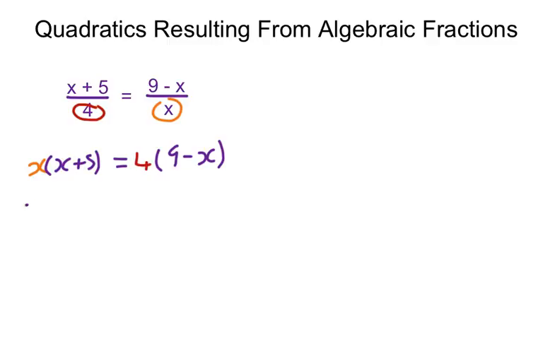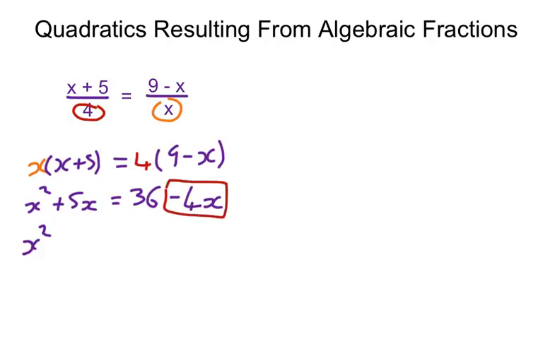Now we need to expand, and we get x squared plus 5x equals 36 minus 4x. Now we've got a quadratic, and to solve a quadratic we need it to be equal to 0, so we have to do a bit of rearranging. So x squared, well, we've got plus 5x and we've got minus 4x over here, so we're going to add that 4x on, so we get add 9x, and we've got a 36 over here, so we're going to take that away, so minus 36, and now our whole equation is equal to 0.